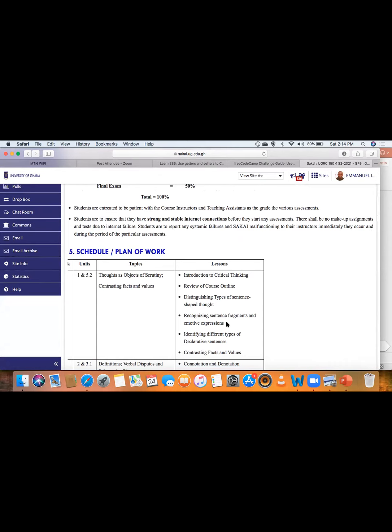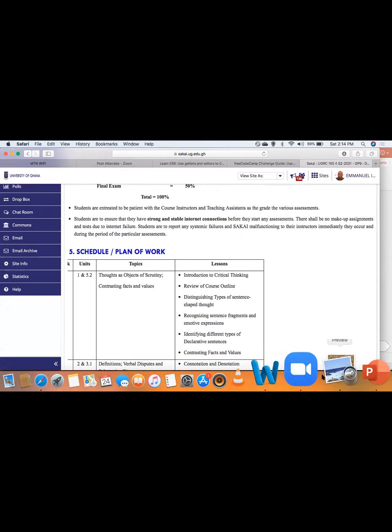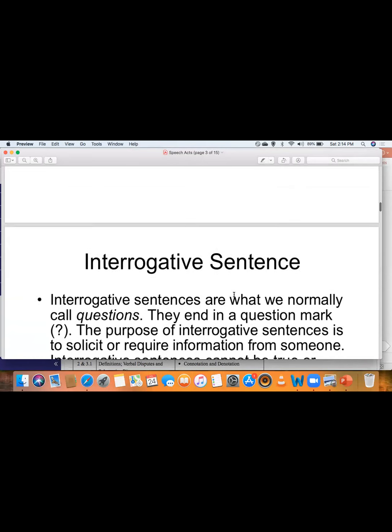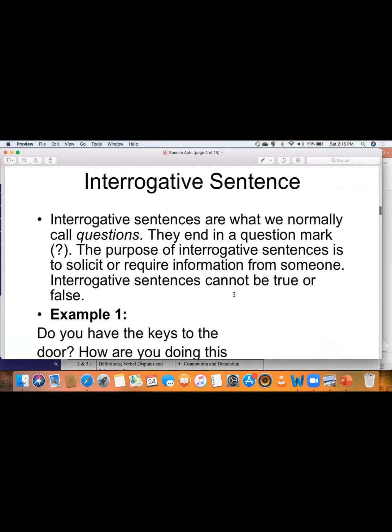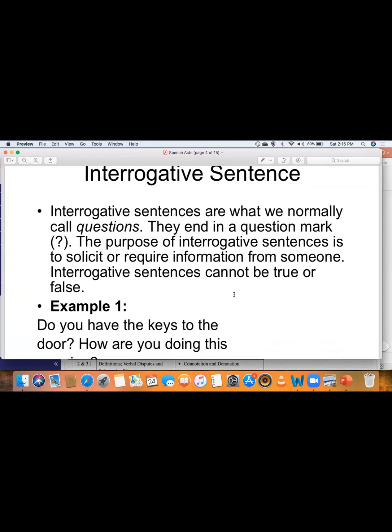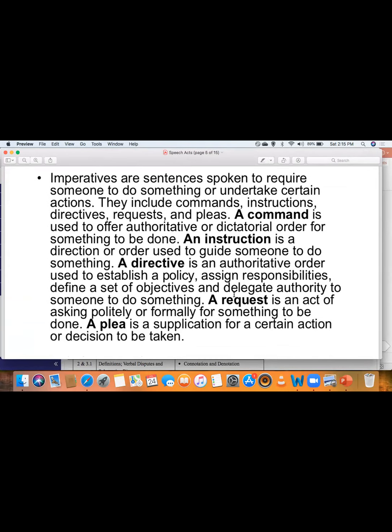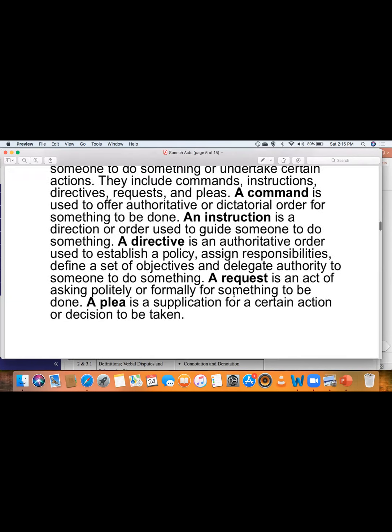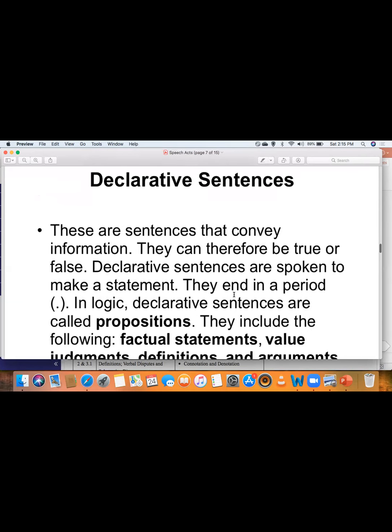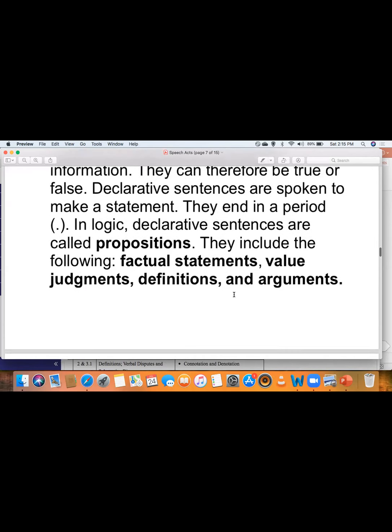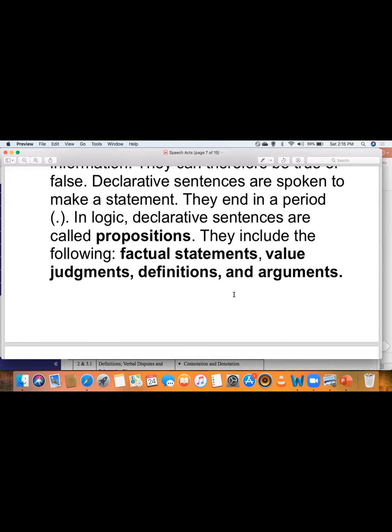In the first class we had, we discussed different types of sentence-shaped thought. We recognized the different kinds of speech acts. We saw interrogatives, which are sentences spoken to solicit information from someone. We saw imperatives, which are sentences spoken to get someone to do something. We saw declaratives, which are sentences spoken to provide information, and there are 4 types: factual statements, value judgments, definitions, and arguments.